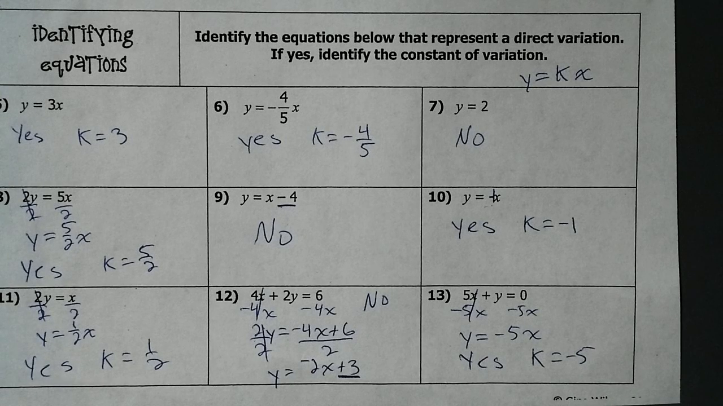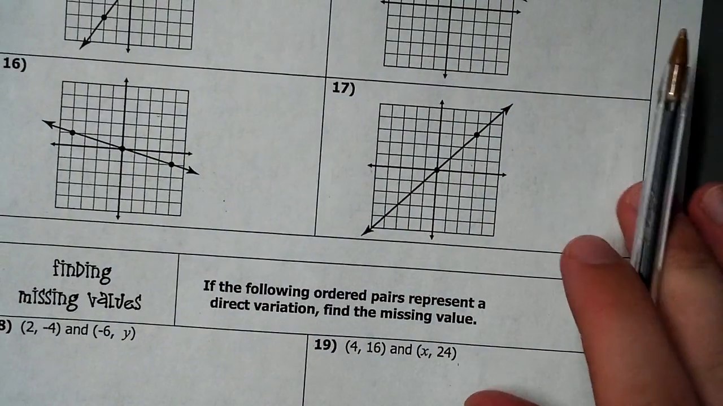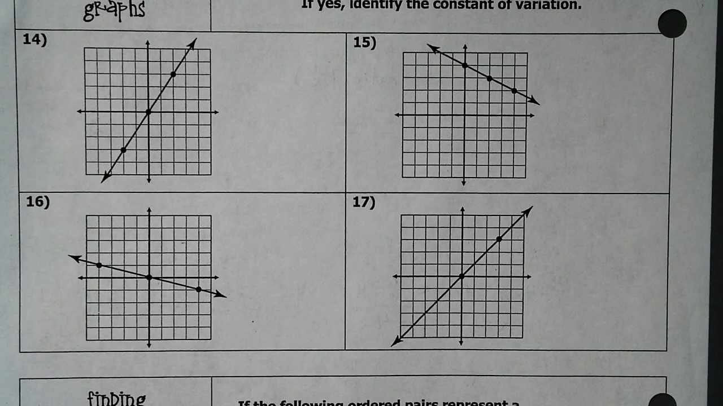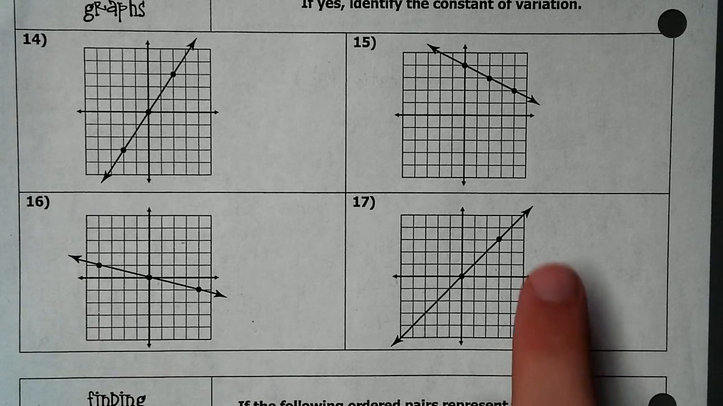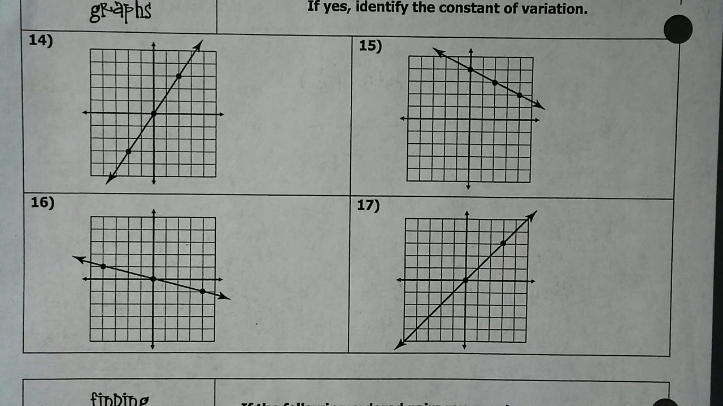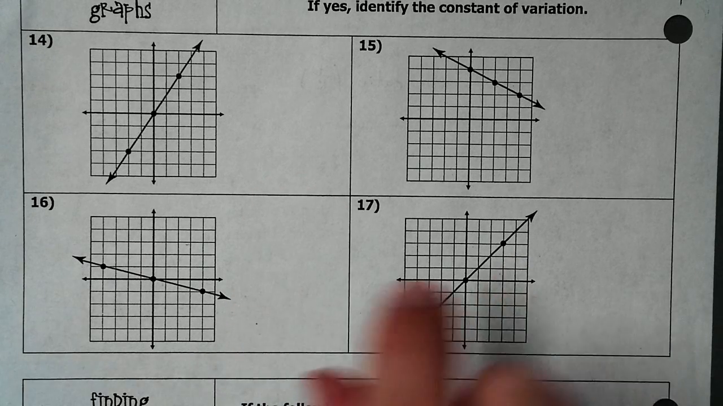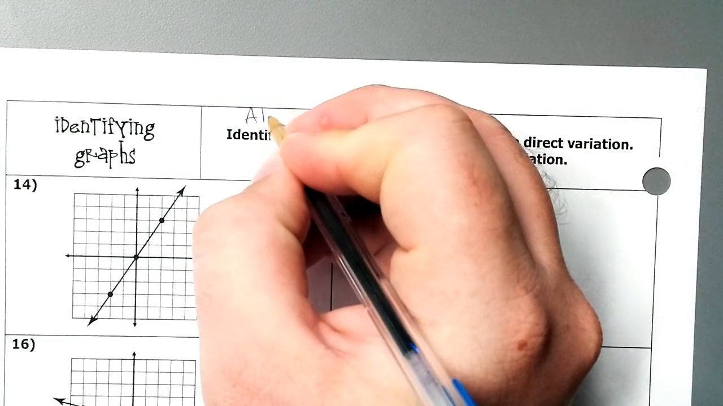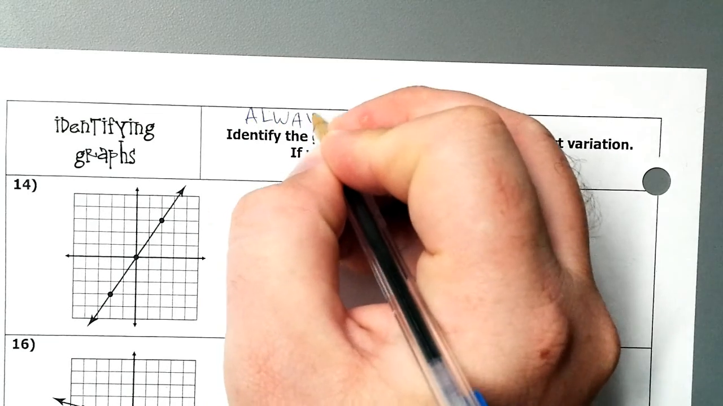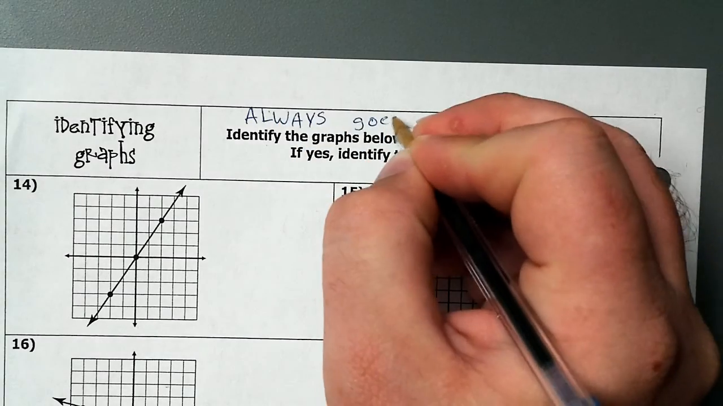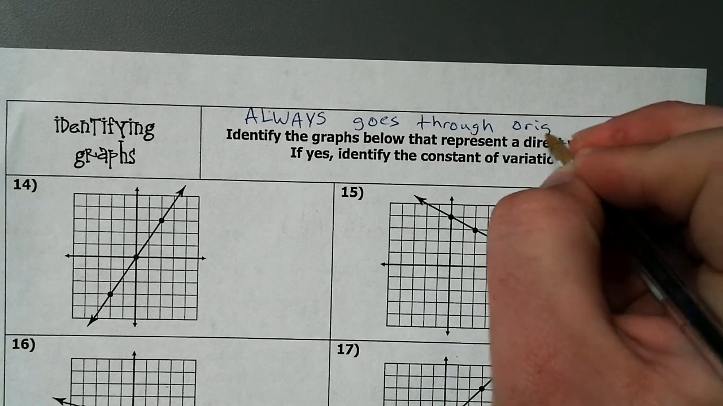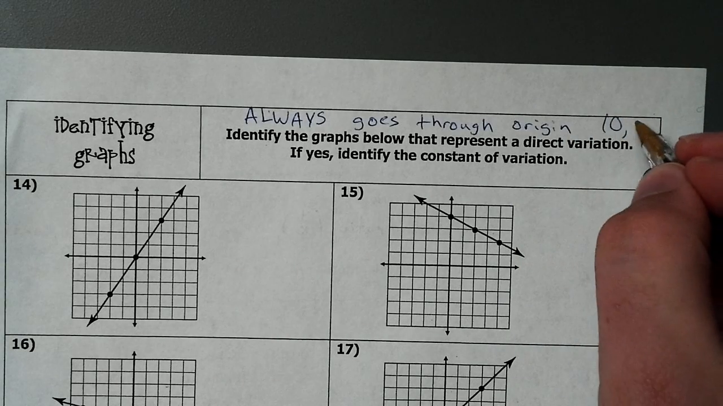Let's flip over to the back really quick. So to look at this on a graph, it should have a few things in there. First off, it's always going to be a constant. There's never going to be a plus or minus. And because of that, it's always going to go through 0, 0. So on a graph, please write this in your notes. Always goes through the origin, which is the point 0, 0.